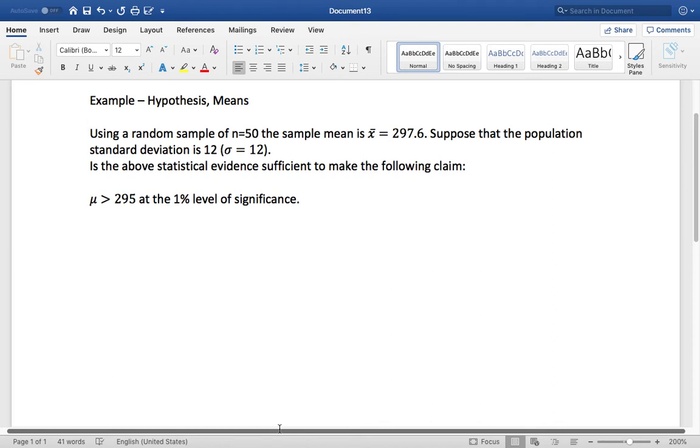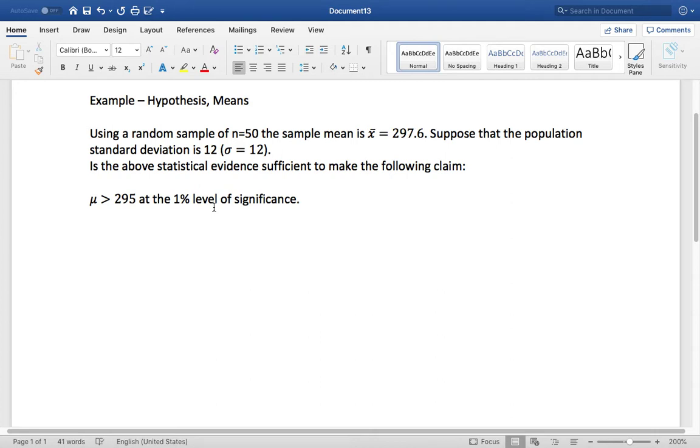So here's an example of a hypothesis testing question, which is looking at the means. Using a random sample of n equals 50, the sample mean of x bar is 297.6. And suppose the population standard deviation is 12. Is the above statistical evidence sufficient to make the following claim: that the mean is greater than 295 at the 1% level of significance?